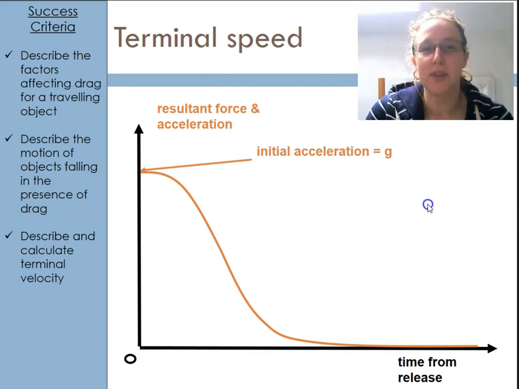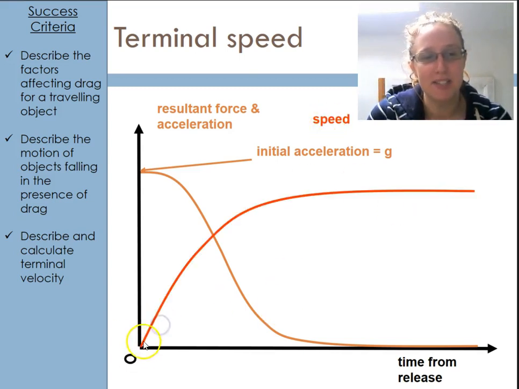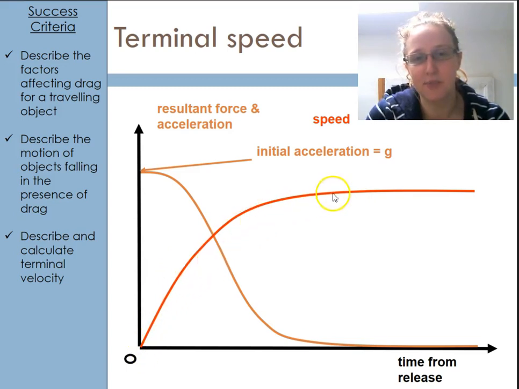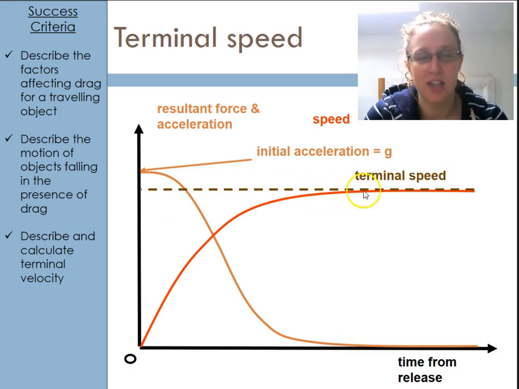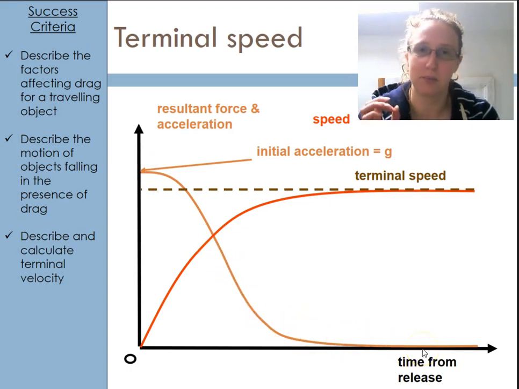Okay, so if we then consider what's happening to their speed, they start with 0 speed, it increases steadily, but it's not a constant increase because their acceleration is changing, so it will curve and level off, and the point at which it levels off is their terminal speed, their terminal velocity. Okay, so that's what's happening to the speed. It gets bigger and bigger until we reach our levelling off point with terminal speed, and our acceleration starts high and decreases until it goes down to 0, because it's only when we've got 0 that we can have our terminal speed.